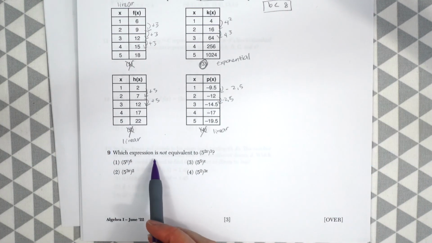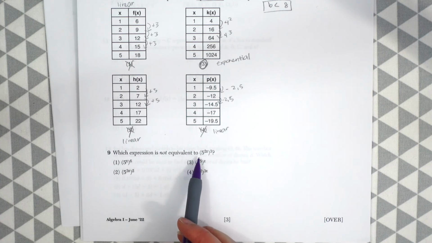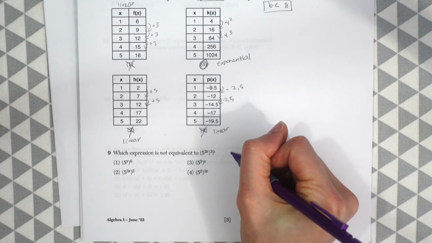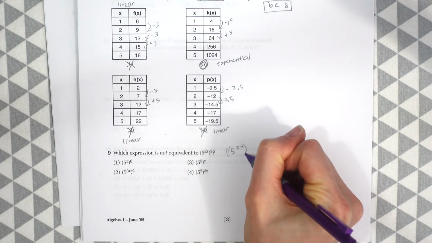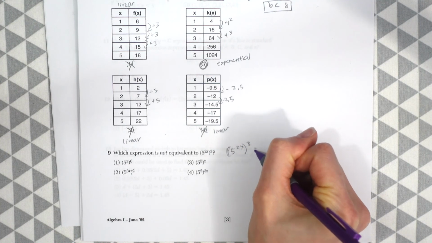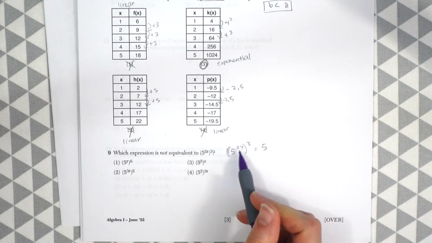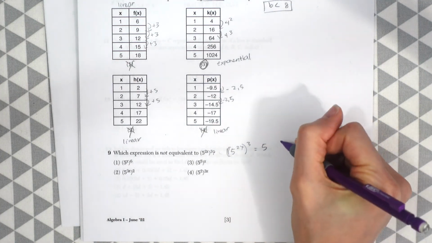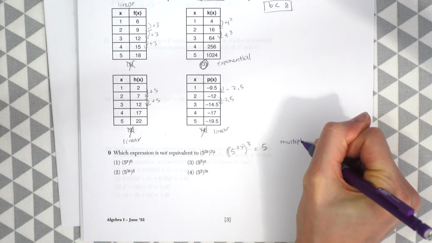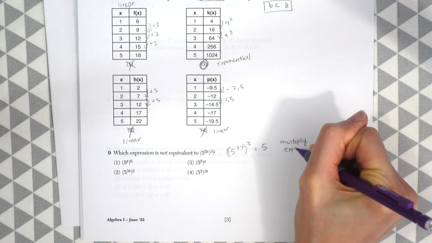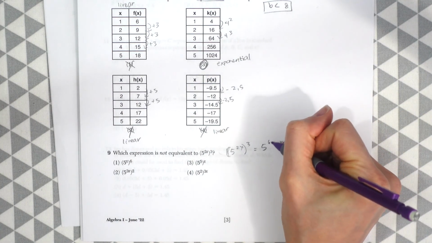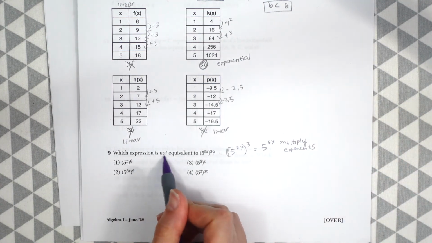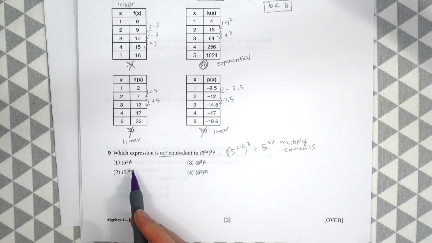Question number 9. Which expression is not equivalent to 5 to the 2x raised to the third power? So just a little side note, 5 to the 2x raised to the third power. Remember, in this case, when there's a parentheses, we're going to multiply the exponents. And when we do that, we'll get 5 to the 6x. So we want to know which one is not equivalent to 5 to the 6x.